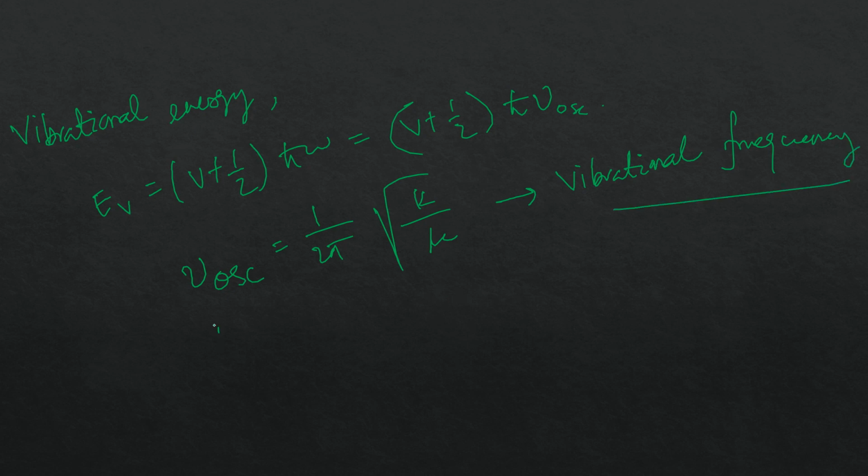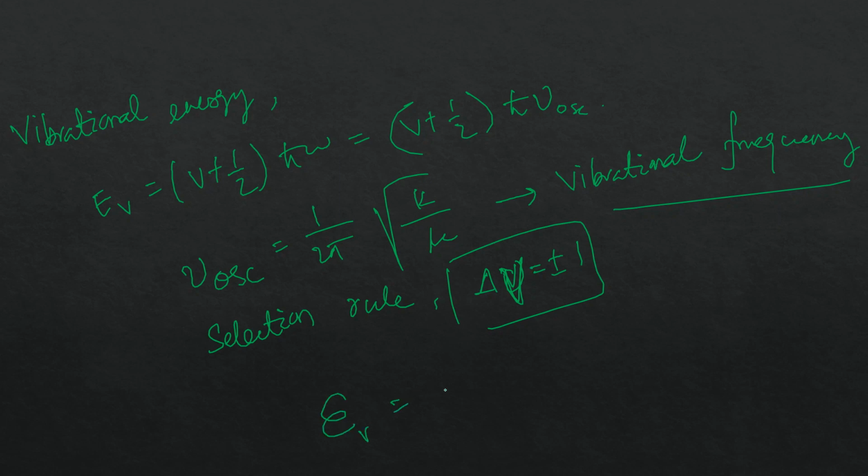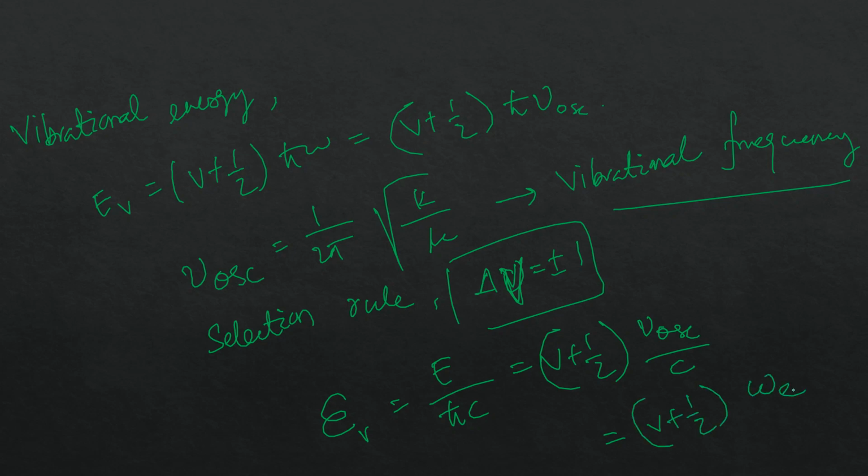So what is the selection rule here? Selection rule in vibration is delta V equal to plus or minus 1. You will know slowly. So E_V is equal to E divided by hc, that will be V plus half nu oscillation by c. We write that as V plus half omega E, where omega E is nu oscillation by c.